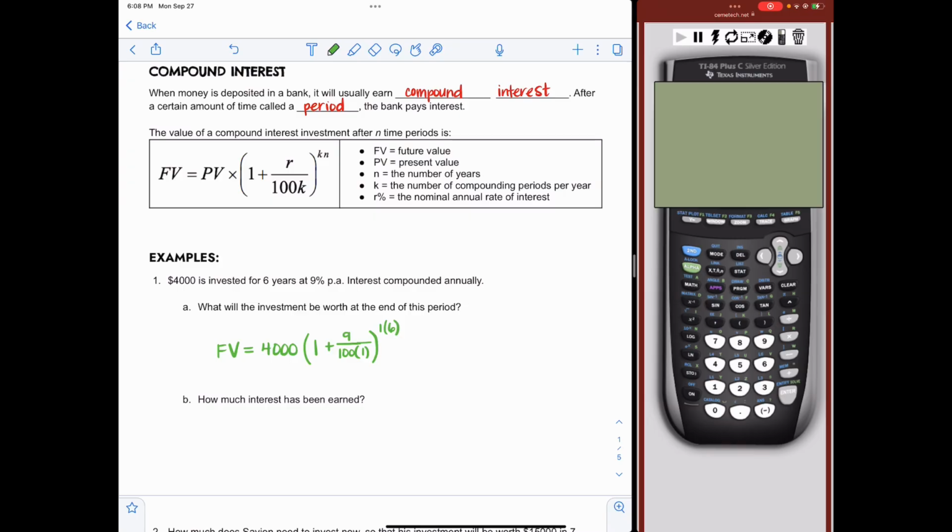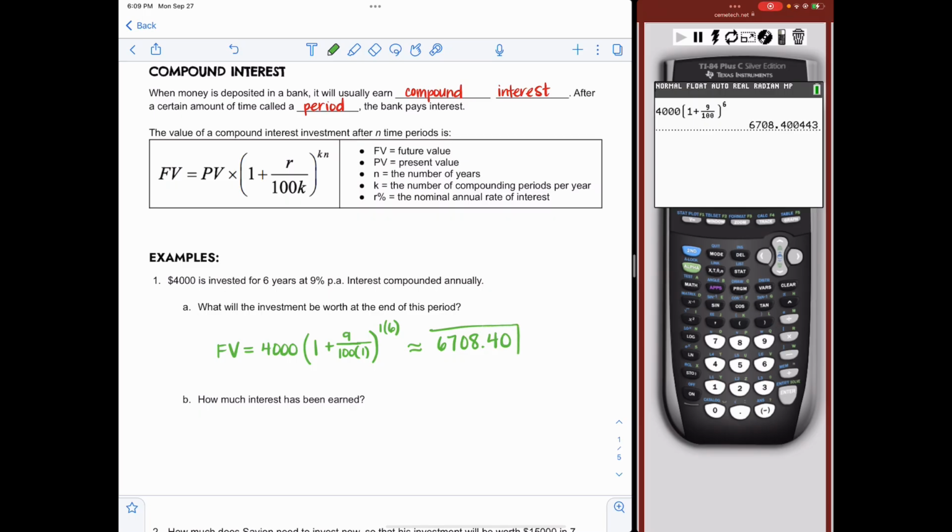So I'm going to enter that into the calculator exactly how I have it here. That's going to be 4,000 times 1 plus 9 divided by 100 times 1, which is just 100. And we're going to raise it to the power of 1 times 6, which is just 6. And we end up getting that this account should be worth approximately $6,708.40 at the end of these 6 years.